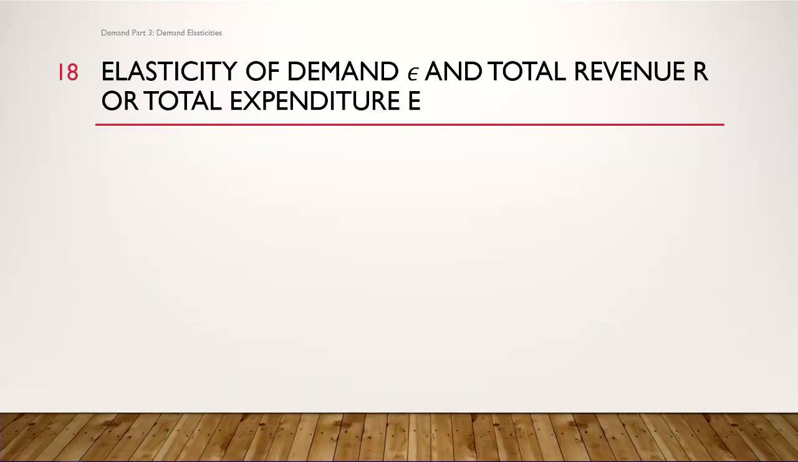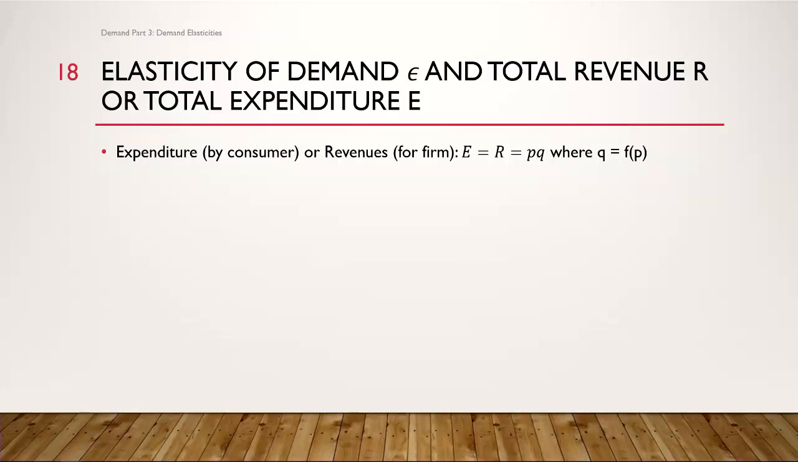All right, I want to show you an important relationship between the elasticity of demand and total revenue or total expenditure. Now I say total revenue or total expenditure because remember, price times quantity is how much a consumer spends on that good. That's the expenditure by the consumer. But from a firm's point of view, the price times the quantity is how much revenue they're getting.